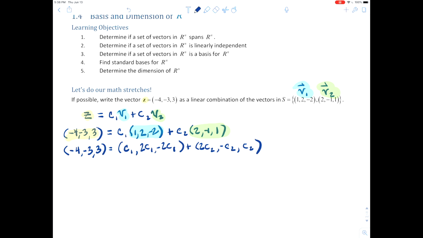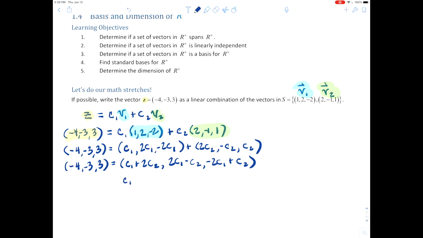So, getting one happy vector on the right-hand side, we will have C1 plus 2C2, comma, 2C1 minus C2, comma, -2C1 plus C2. Groovy? Now, using the definition of vector equality, we will equate the components on the right side to their corresponding components on the left side.